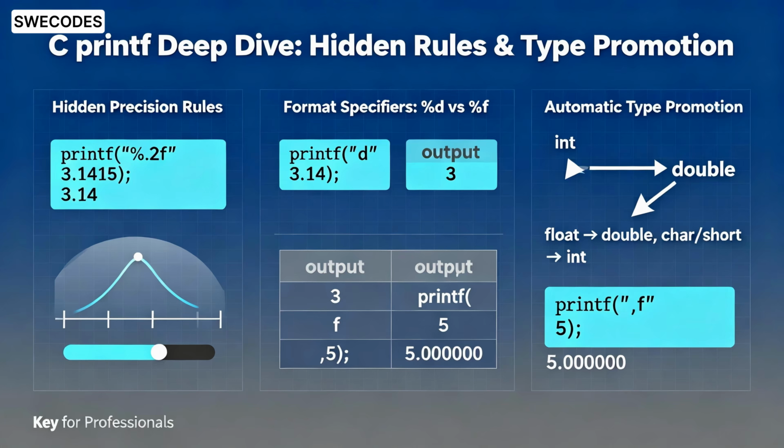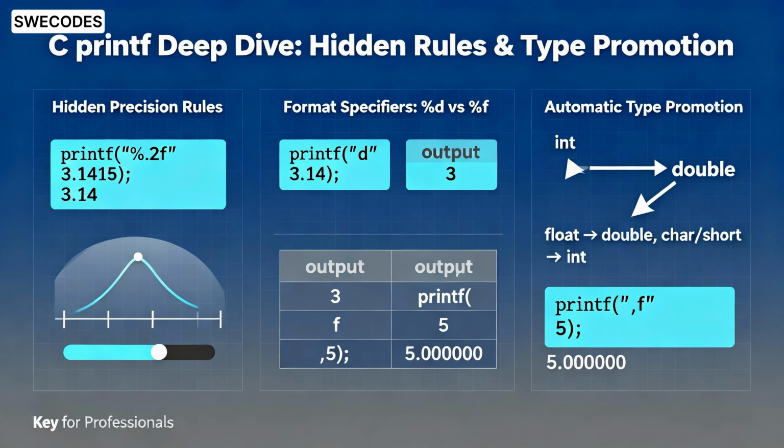Ever used printf in C and thought you knew how it works? We're uncovering the hidden precision rules behind printf, the differences between %d and %f, and one subtle behavior that every professional C developer must understand: automatic type promotion. If you've ever printed a number and wondered why it looks a little off, this lesson will fix that forever. Let's start with the basics.